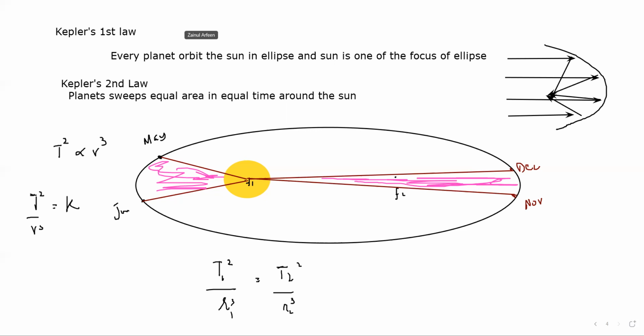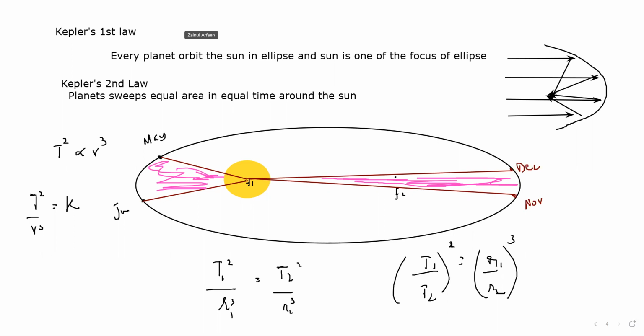How can we simplify the formula? T1 over T2, squared, is equal to r1 over r2, cubed. Is it clear? Where T is the period of the orbit and r is the distance from the sun. And 1 and 2 are showing the two orbiting bodies. It's a comparison, like two different orbiting bodies are there.